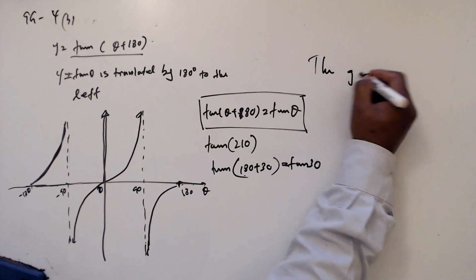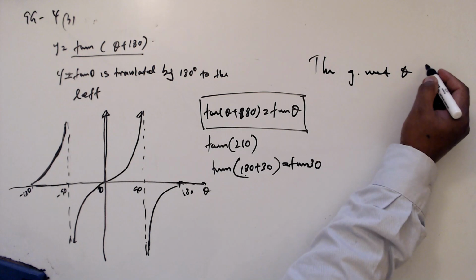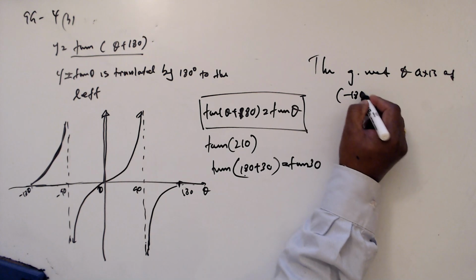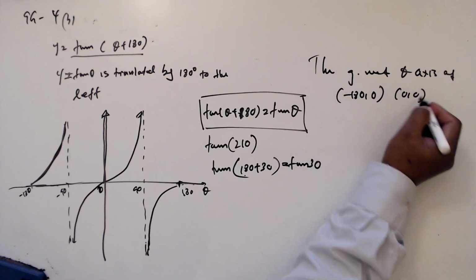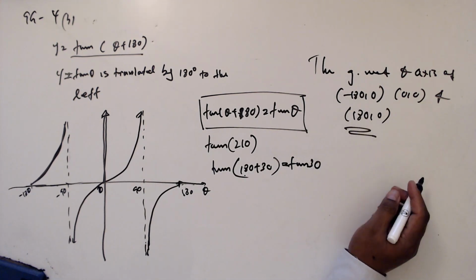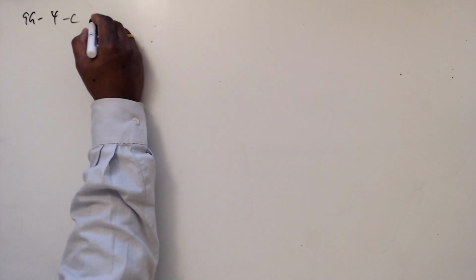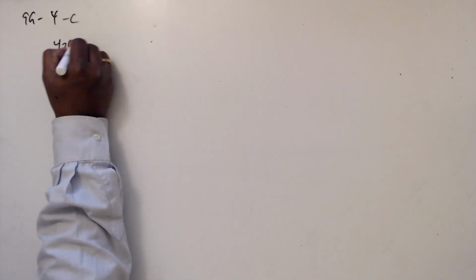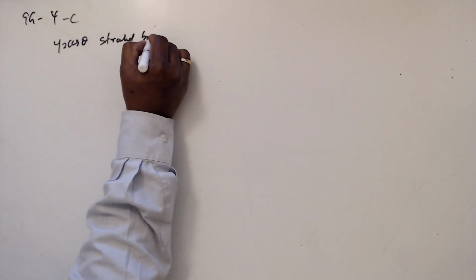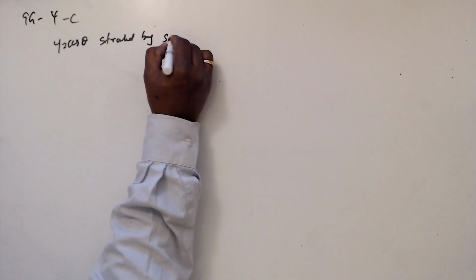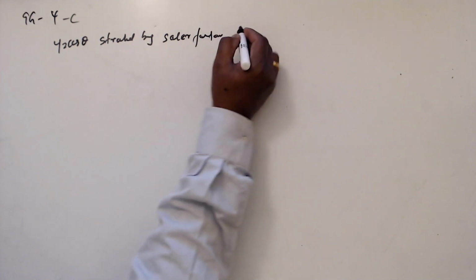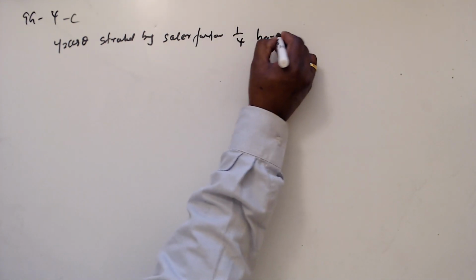The graph meet theta axis at minus 180, 0, 0, 0 and 180, 0. Part C, that is y equal cos theta stretch by scalar factor 1/4 horizontally.